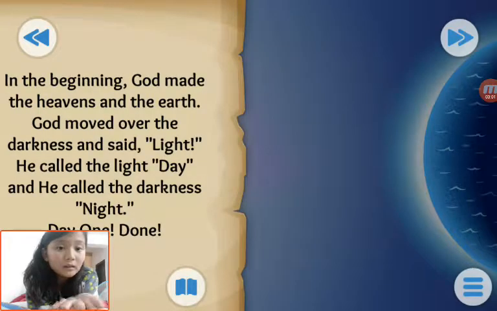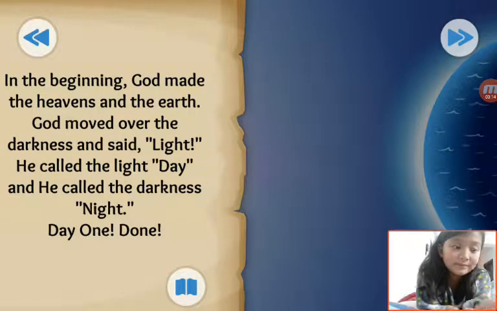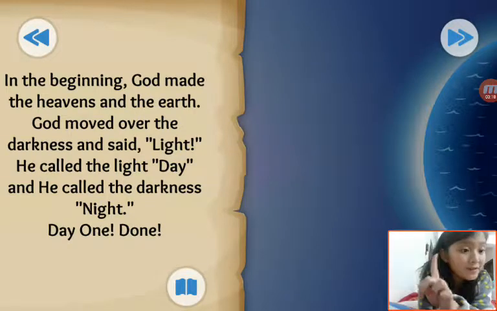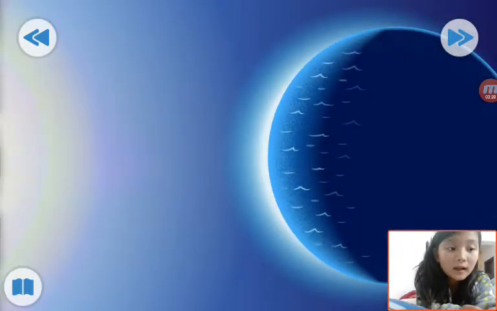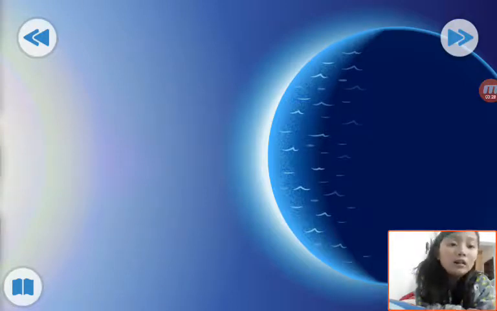In the beginning, God made the heavens and the earth. God moved over the darkness and said, light. He called the light day, and he called the darkness night. Day one, done. So on the first day, God has made the light. If there is light, we call it day.